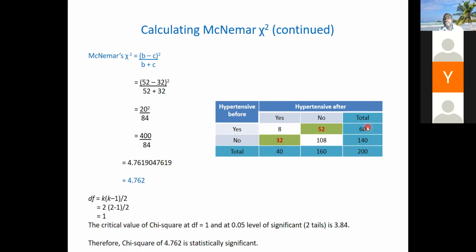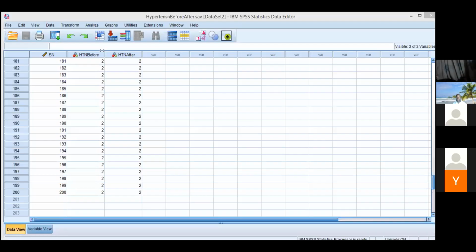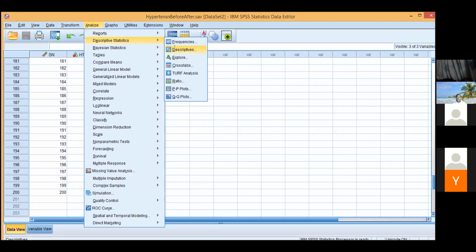Anyway, if you want to run it, quickly share and run it so that you put percentage row and column. But the total percentage you are looking at is not the one in the middle. Okay, go back to analyze, crosstabs.